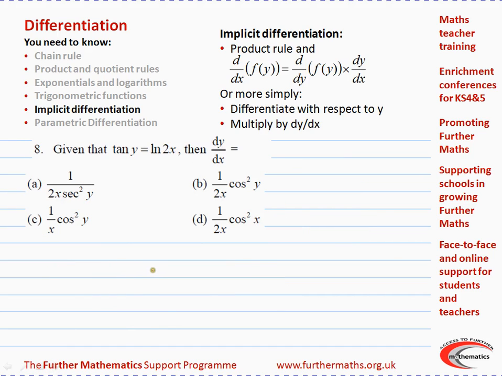Okay, the final example on the implicit differentiation then, we've got a tan and a logarithm in here. This is a good opportunity to revise differentiating logarithms. We're going to differentiate both sides of this with respect to x.